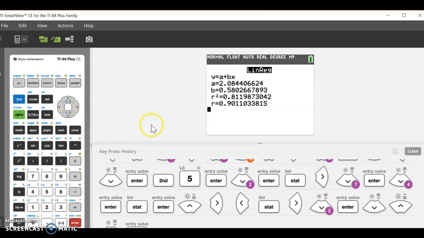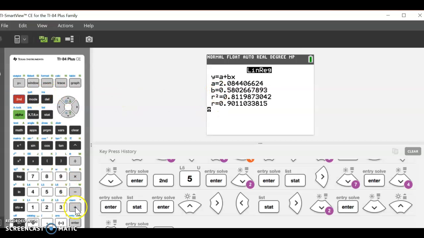And there you go. First, there's my y-intercept, there's my slope. My R and R squared come up. Now, you might be saying, well, I just did that on my calculator, and that doesn't work. Well, sometimes you have to tell it to turn these on.